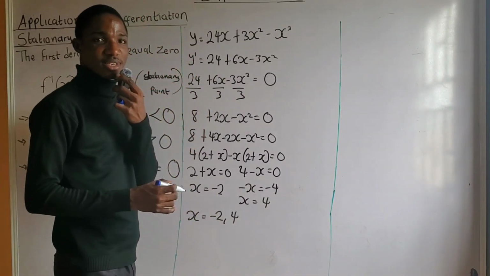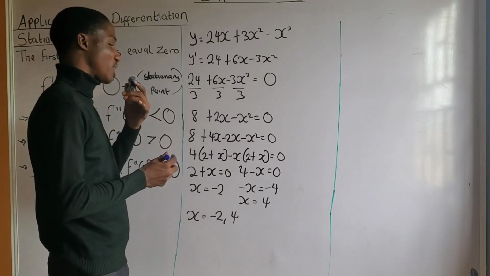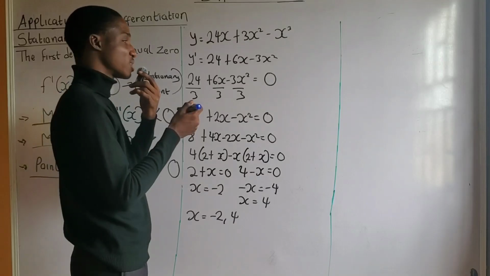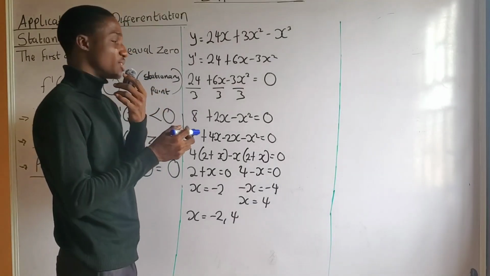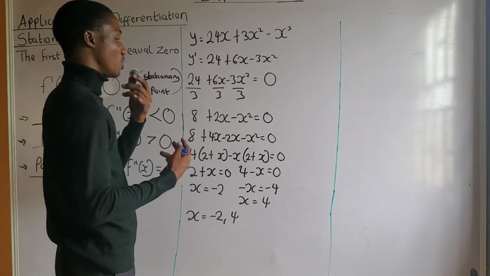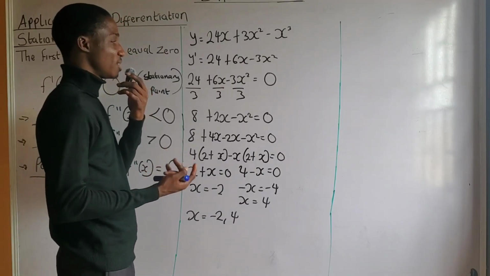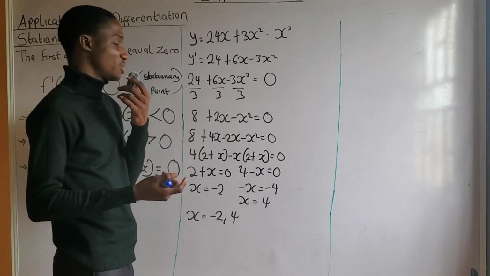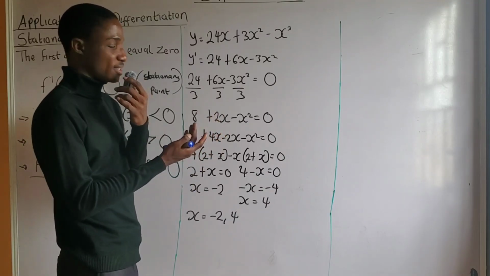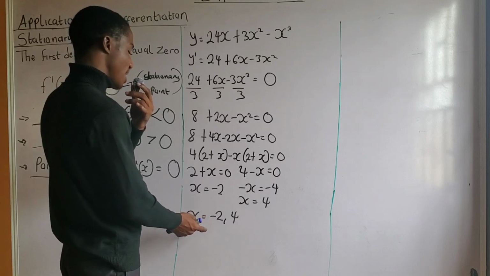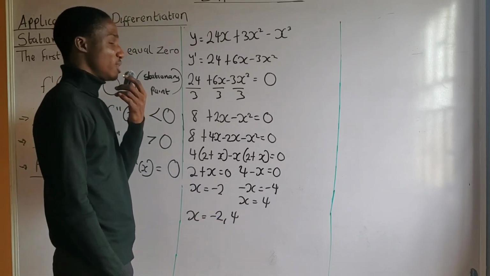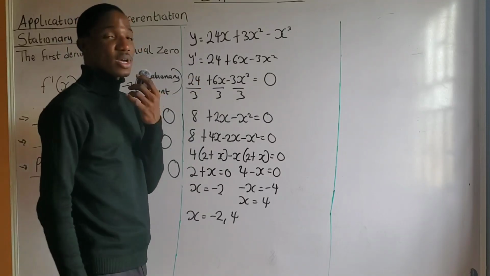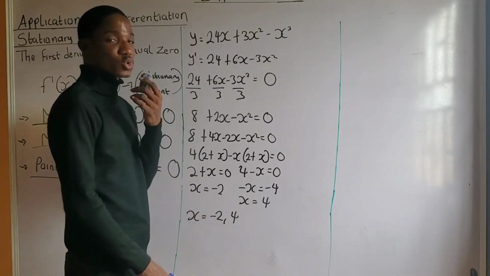If you didn't understand what I did, I reduced this equation by dividing all through by 3, because I am certain that dividing all through by 3 gives an equation with lower coefficients. So I divided all through by 3, obtained this, and factorized the normal quadratic equation. Having factorized, I arrive at x equals minus 2 and 4. Now, the stationary points of the function y equals 24x plus 3x squared minus x to the power of 3 are x equals minus 2 and 4.